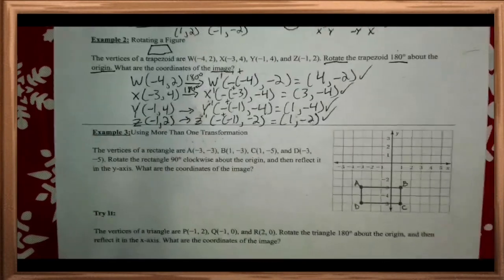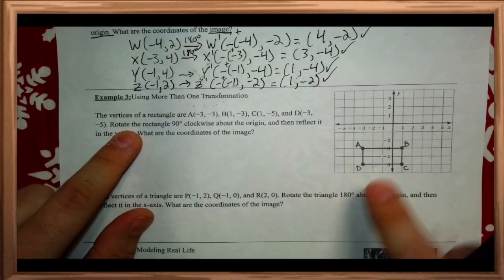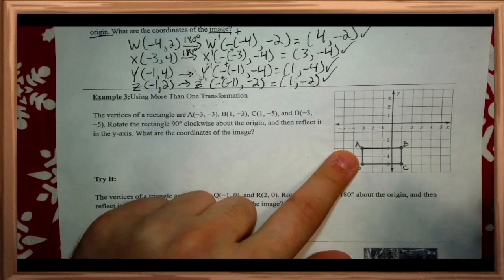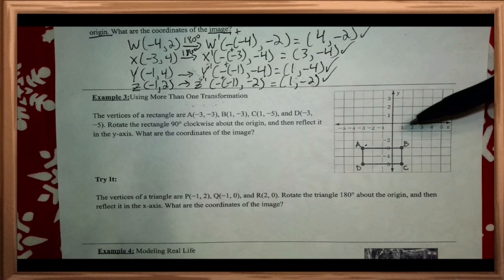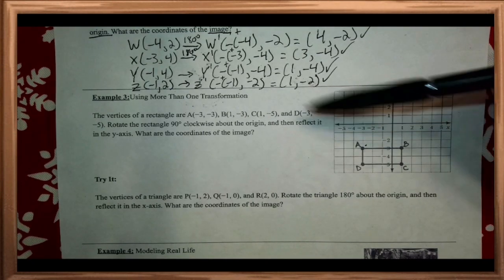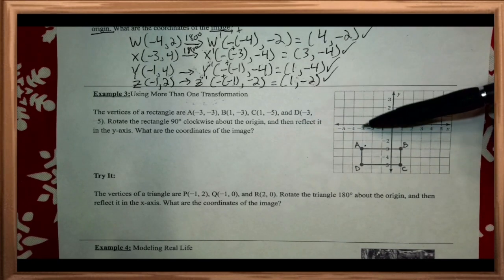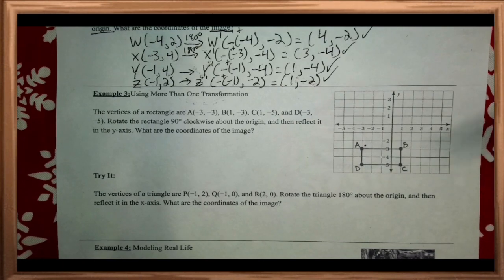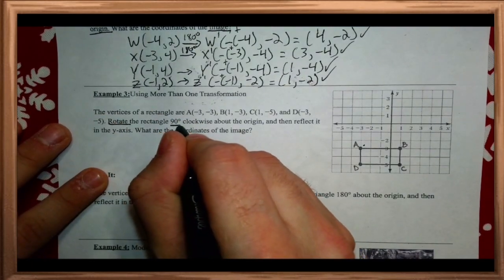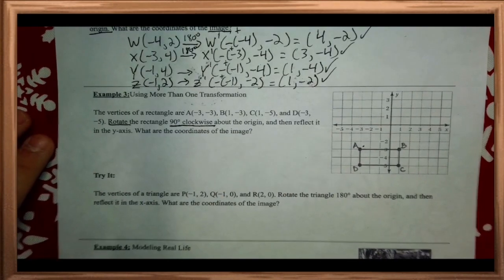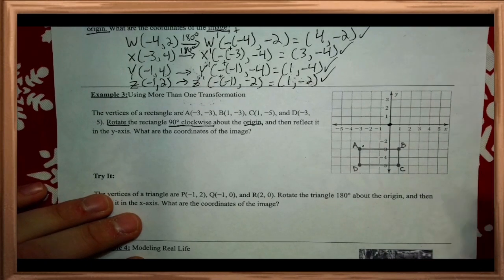Alright, last problem. The vertices of a rectangle, and here it gives us the rectangle, which is nice. We have negative 3, negative 3, so A is at negative 3, negative 3. B is 1, negative 3. C is 1, negative 5. And D is negative 3, negative 5. Rotate the rectangle 90 degrees clockwise around the origin, right? So if it says around the origin, that's where we're going to rotate from. There's the origin, 0, 0.